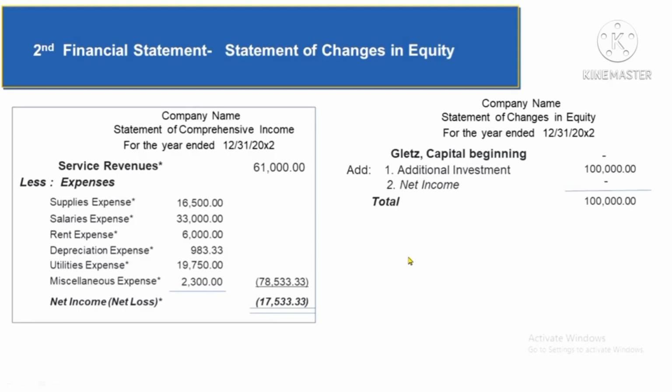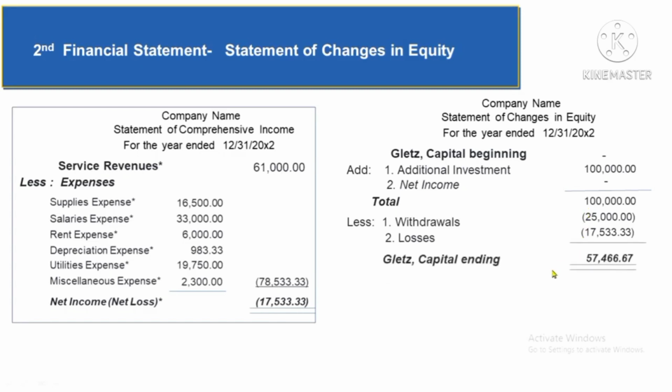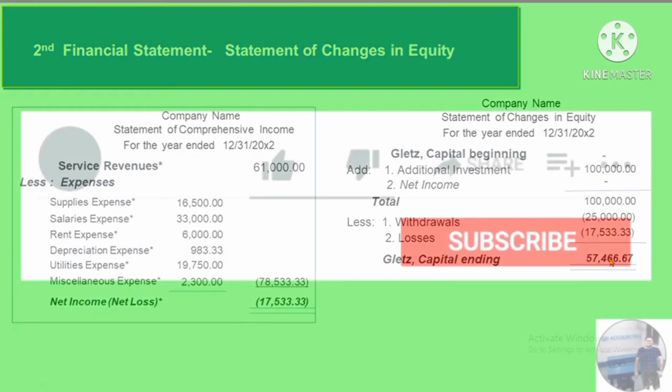There are also 2 items that you can deduct, which are the withdrawals as well as the net loss. According to our problem, we have withdrawals of 25,000, so we put it right here, and we have the losses of 17,533.33. You deduct these 2 from this 100,000, and we're going to get the capital ending of 57,466.67, which is already the summary of investments and the withdrawals by the owner and the income and expenses of the business. So that's it for the statement of changes in equity. But before we go to the next, please remember this ending balance because it will be used on the third type of FS.